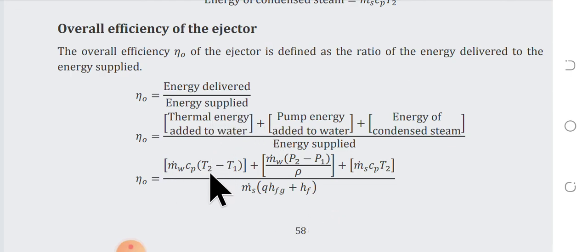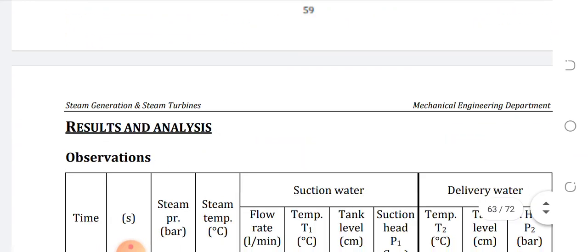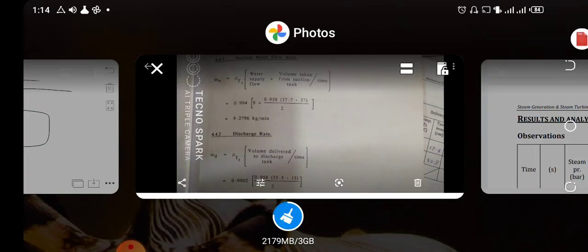The energy added to the water is simply m cp delta t. The pump energy is the pressure rise multiplied by mass flow rate divided by density. And the energy of condensed steam is simply m cp t2. The condensed steam is water, so that way we take m cp t2. But we can also calculate this condensed steam with m multiplied by hfg or h of the water. Anyway, now we come to the calculation.